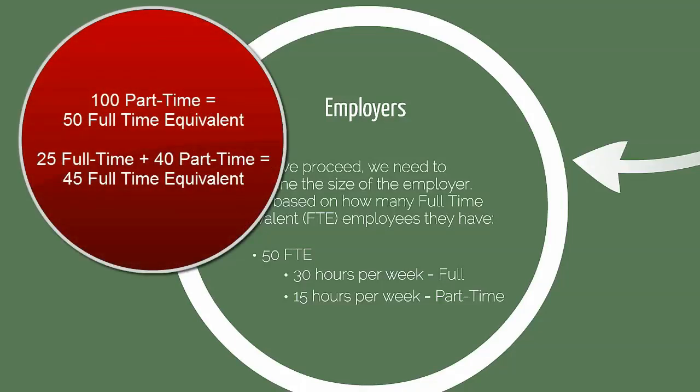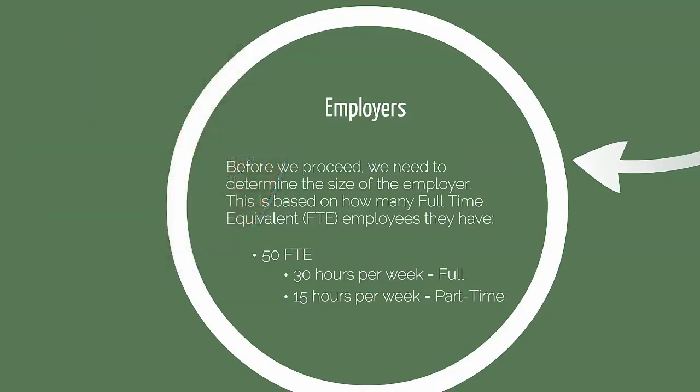If you have 100 part-time employees, that's going to equal 50 full-time equivalent employees if they've worked at least 15 hours per week. If you have 25 full-time employees plus 40 part-time employees that worked at least 15 hours a week, that's going to equal 45 full-time equivalent employees. That's because you have 40 part-timers, which equal 20 full-timers, plus 25 full-timers, that's 45. In the first example, the employer would be a large employer. In the second example, the employer would be a small employer because they did not go over the 50 FTE employees.